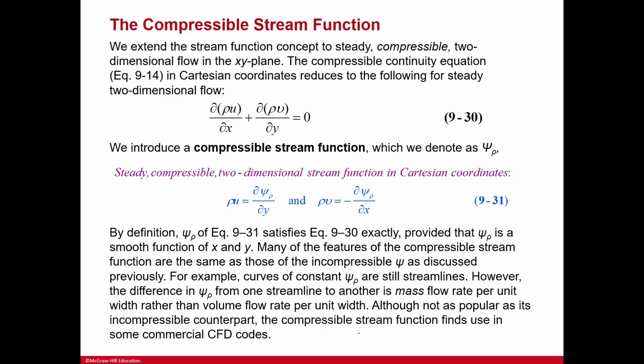Here's the compressible stream function. We extend the stream function concept to steady compressible flow, to two-dimensional flow in the xy plane. The compressible continuity equation in Cartesian coordinates reduces to the following for steady two-dimensional flow here. And then we introduce the compressible stream function, which we denote psi. So this is the steady, compressible, two-dimensional stream function in Cartesian coordinates.